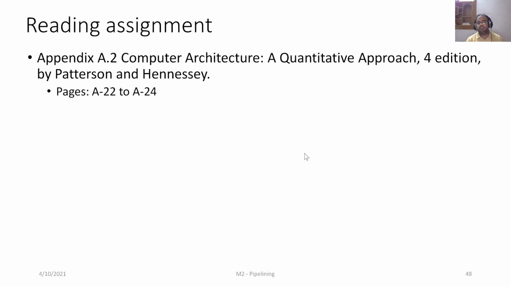The delayed branching concept has been explained on pages 822, 823, and 824 of the Computer Architecture: A Quantitative Approach book. Please go through that, and if you have any questions, we can discuss them during the live session.